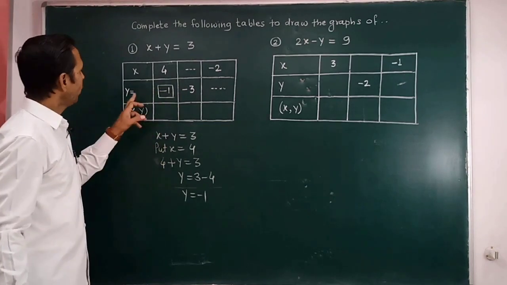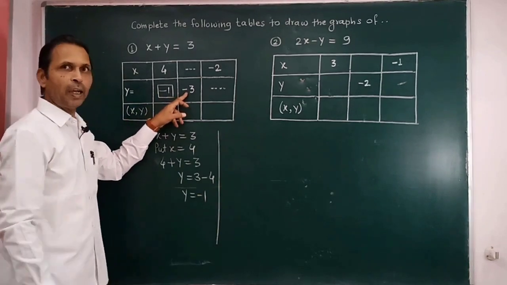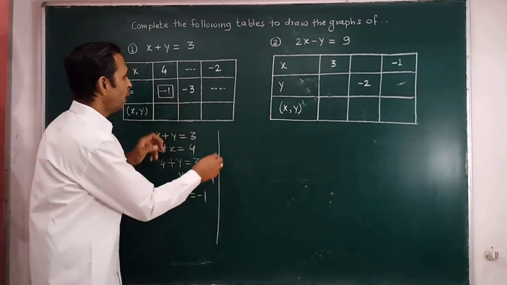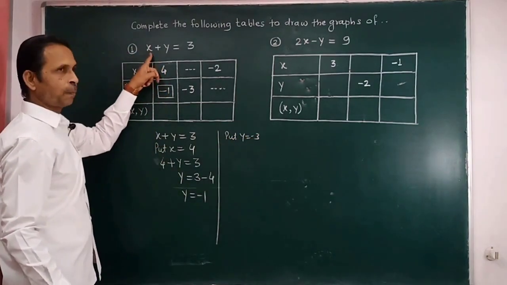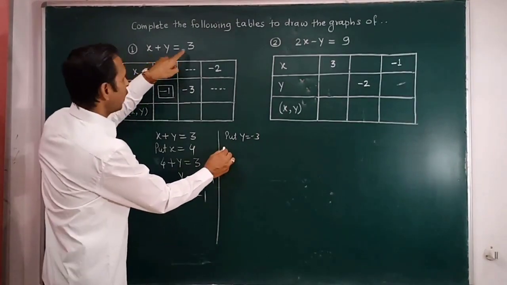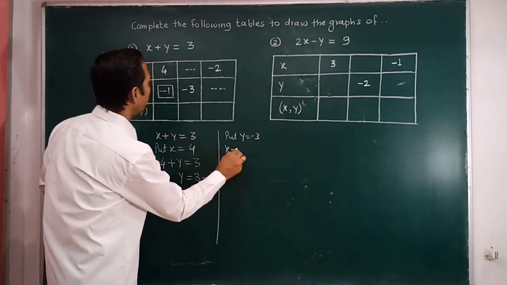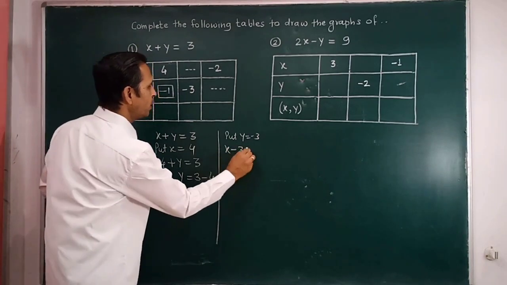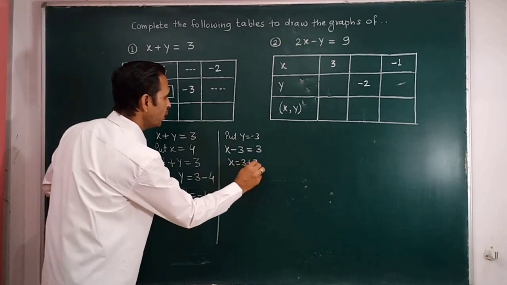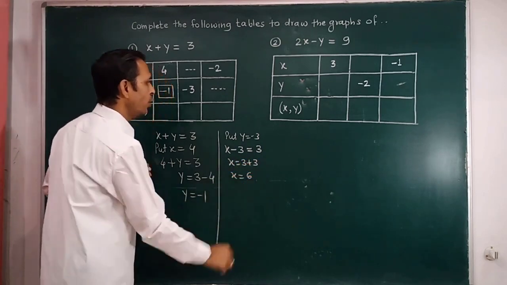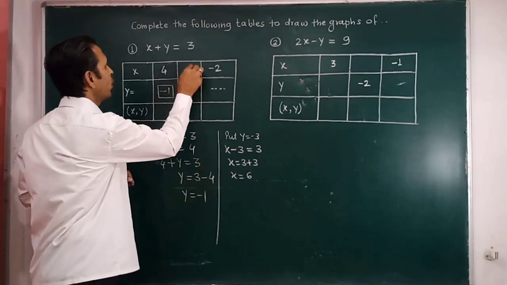Now in the same way, the value of y is given here as minus 3, so put y is equal to minus 3 in this equation. The equation is x plus y is equal to 3, then x minus 3 is equal to 3. And that's why x is equal to 3 plus 3, and so x is equal to 6. We have to write here 6.